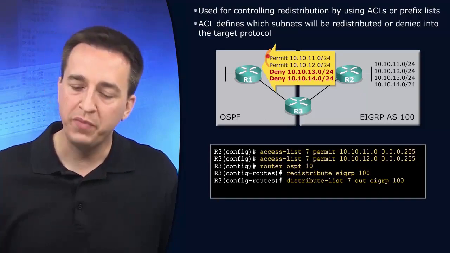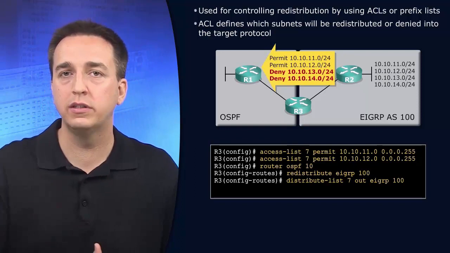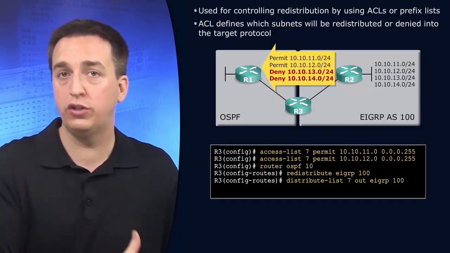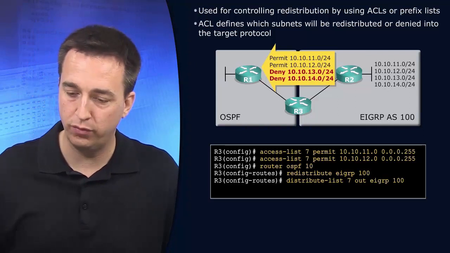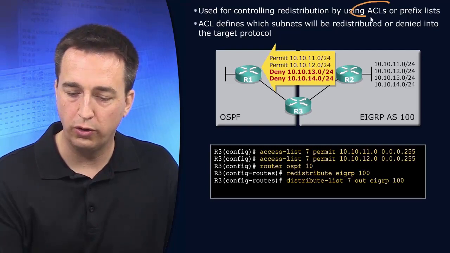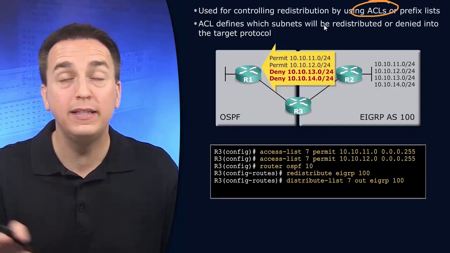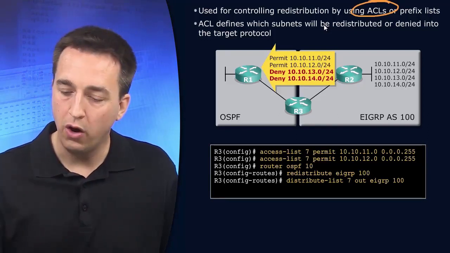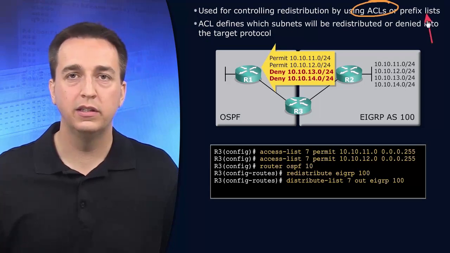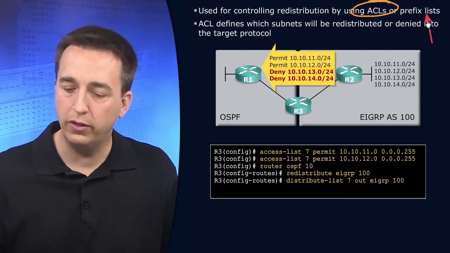So what do we need to do? We need to classify or identify those routes that we want to redistribute and those routes we do not want to redistribute. And our example focuses on access control lists. However, we will see a different option that we can use very shortly, known as prefix lists. But right now we're using an access control list.